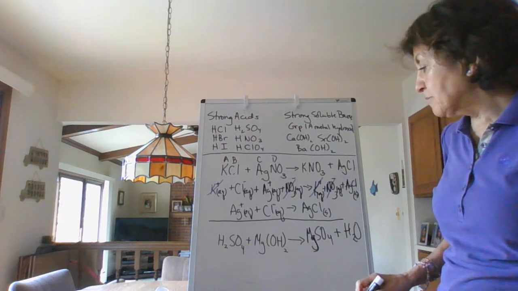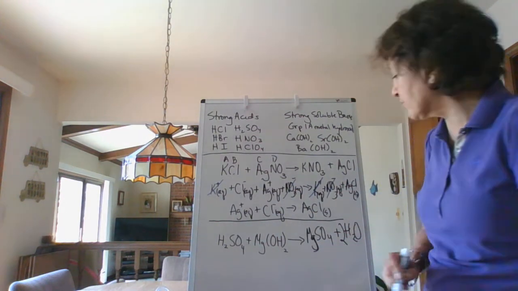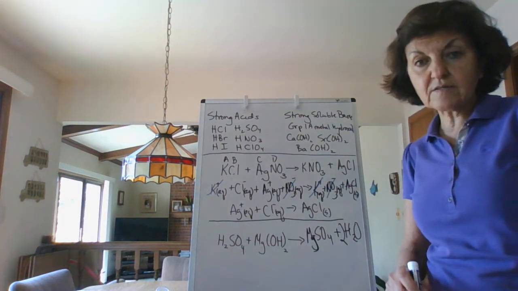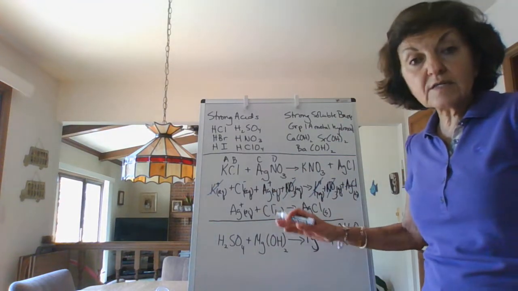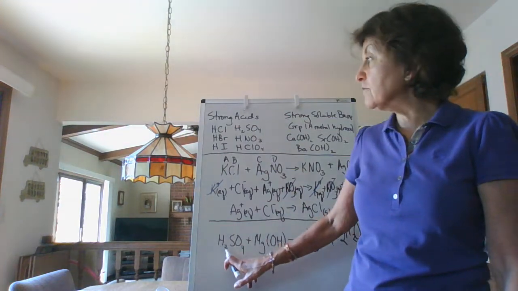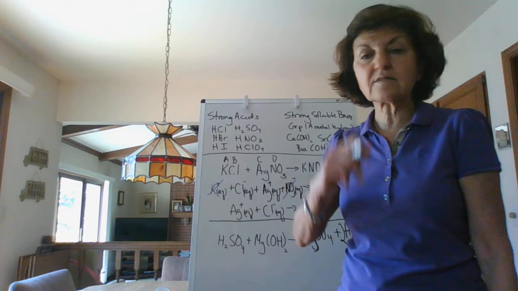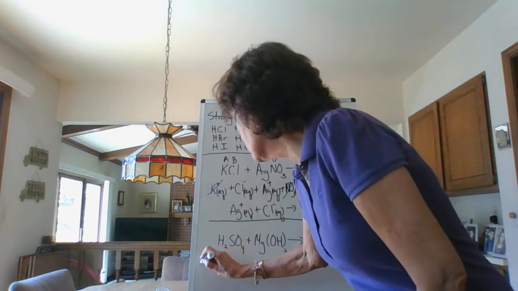Okay. Let's balance it. You have 2 hydrogens, 2 hydroxides, so you have 2 waters. Now it's perfectly balanced. Okay, let's turn this into a complete or total ionic equation. Is sulfuric acid one of the 6 strong acids? Yes. So let's break it apart.